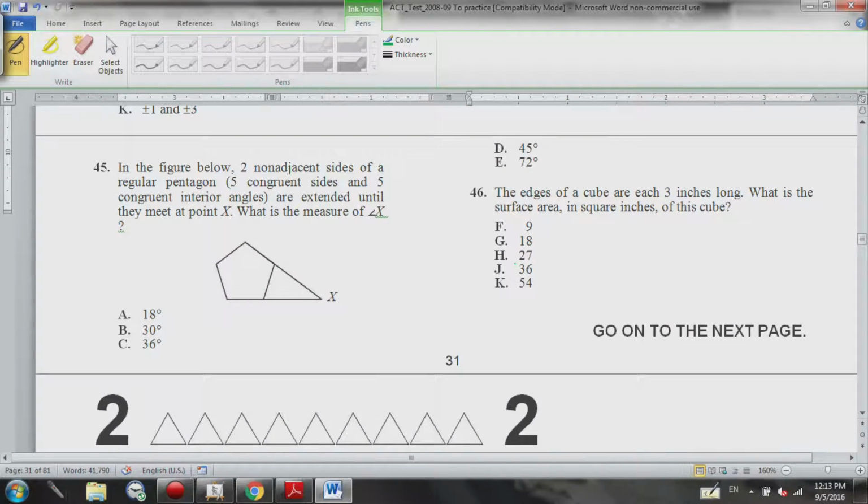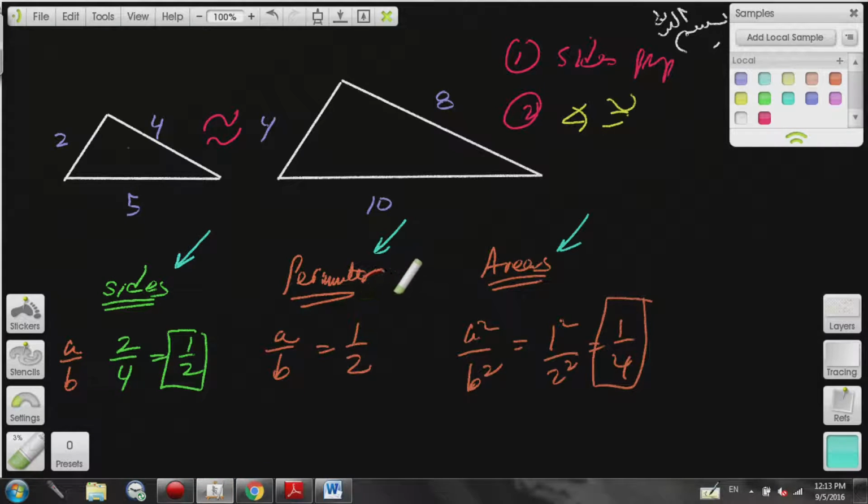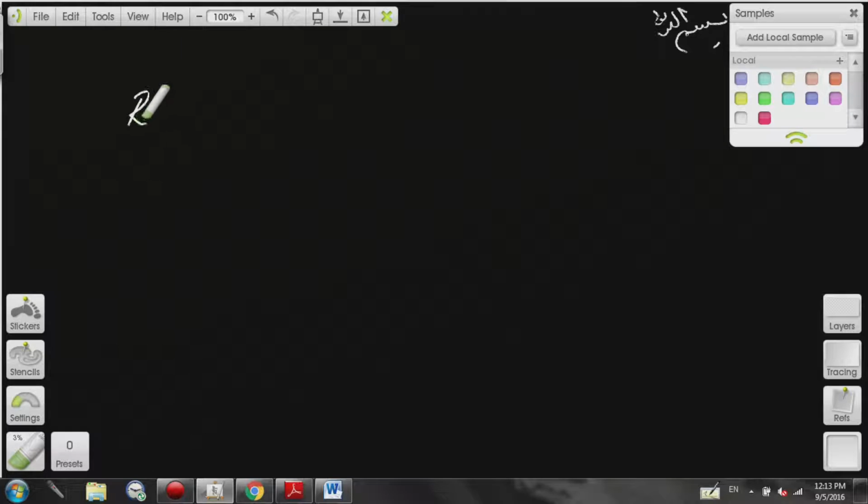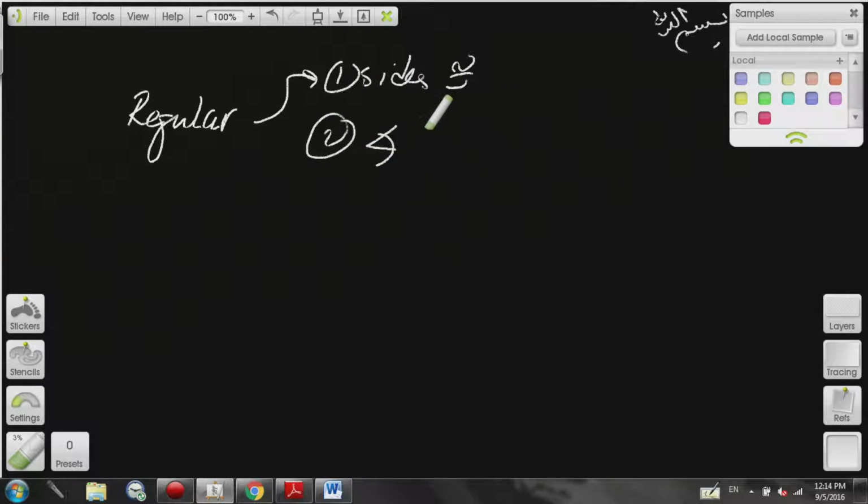Question number 45 says, in the figure below, non-adjacent sides of a regular pentagon. This is important here. What does regular mean anyway? When you say regular, that has two connotations. Regular means all the sides are congruent, and all the angles are congruent, like this.